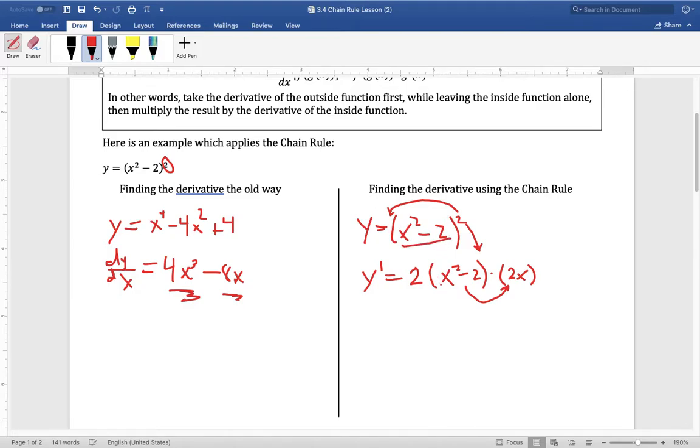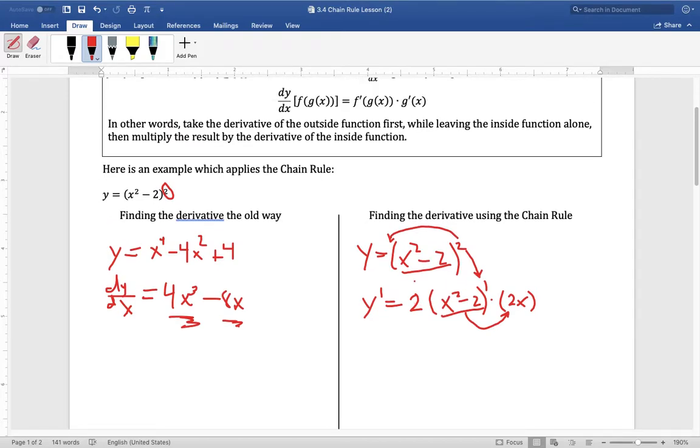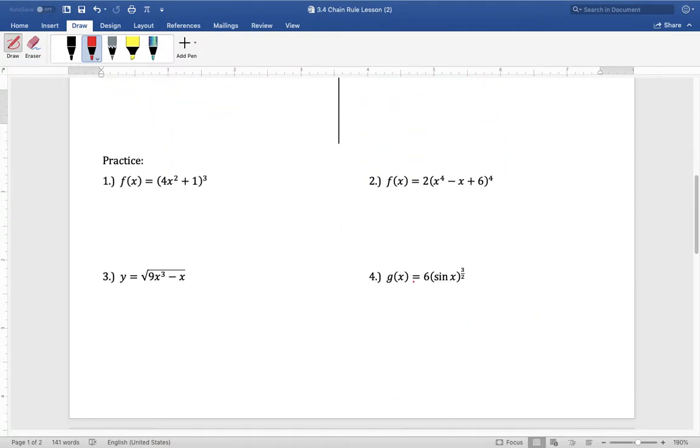You always leave the inside alone, raise it to the 1 less power, and then multiply by what's on the inside. So if this were a 5 here, this would be 5 times (x squared minus 2) to the 4th times 2x. The only thing that would change would be the 4 here and the 5 here. All right, let's take a look at the next example.